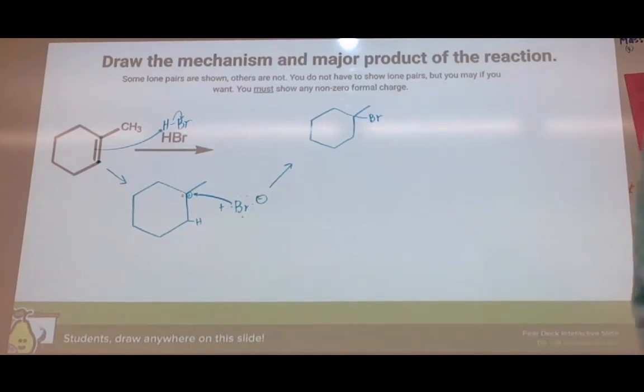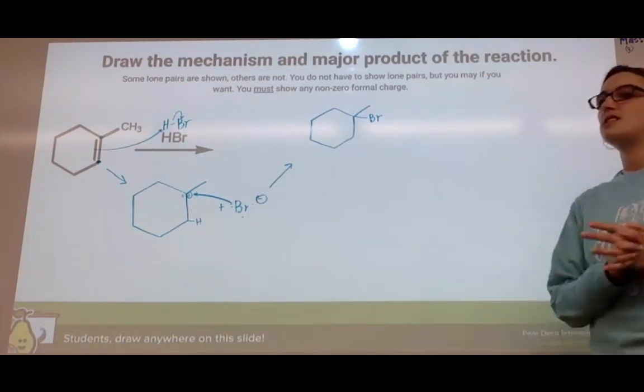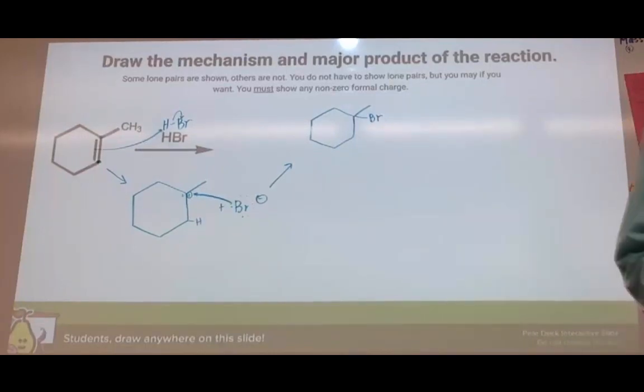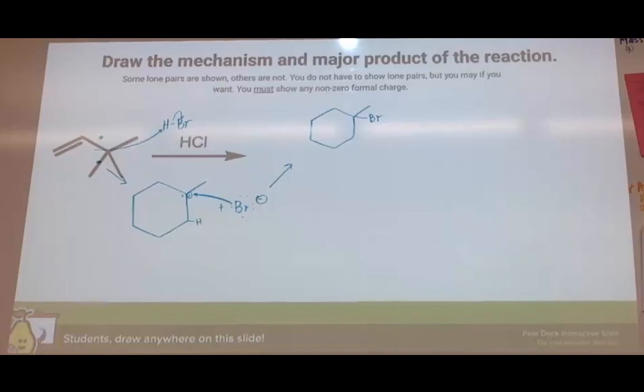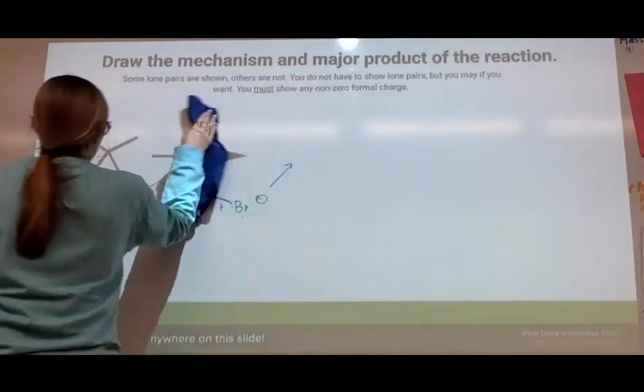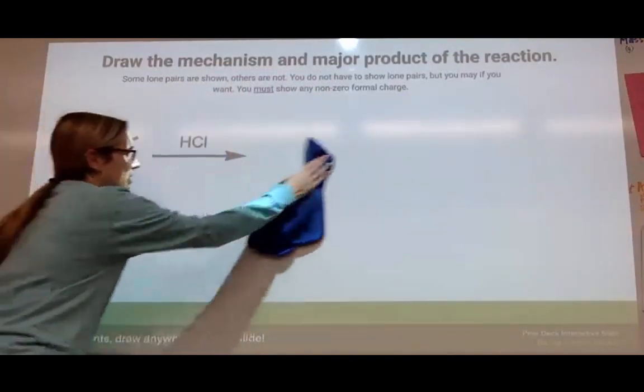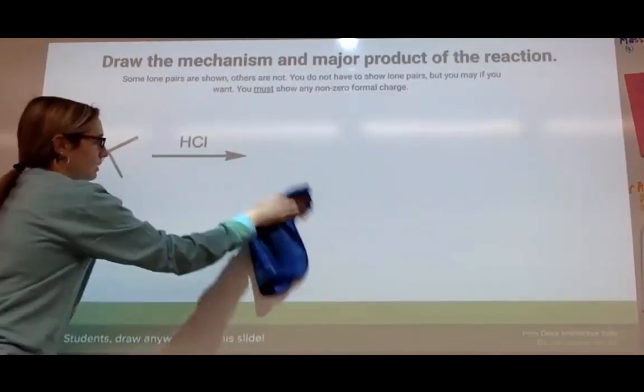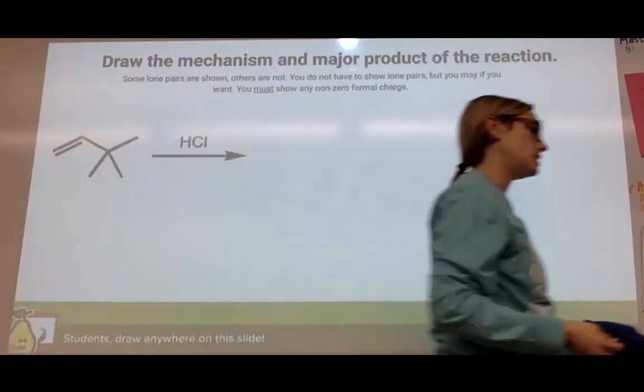Now we have 2 more examples. We're going to look at what happens if we don't have the most stable carbocation already created. And so we're going to have to start thinking about what type of carbocation we have and how we could make it more stable. So here is the alkene, and now we have HCl.